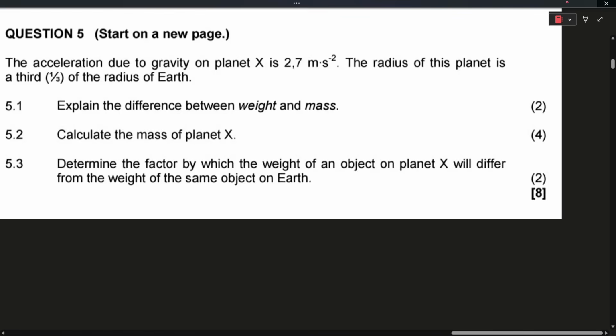Now in this video, we're going to continue with forces, but looking at Newton's universal law of gravitation. The question says the acceleration due to gravity on planet X is 2.7 meters per second squared. The radius of this planet is a third of the radius of the Earth. Now 5.1: Explain the difference between weight and mass.